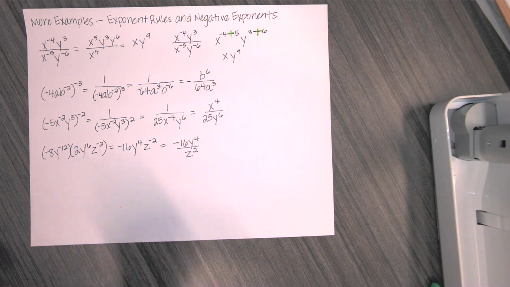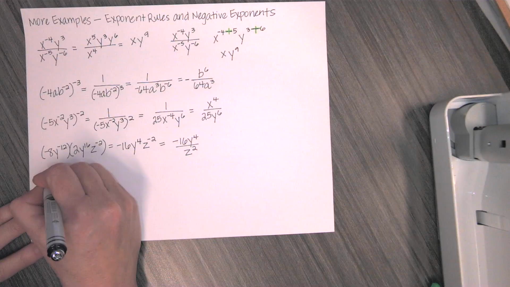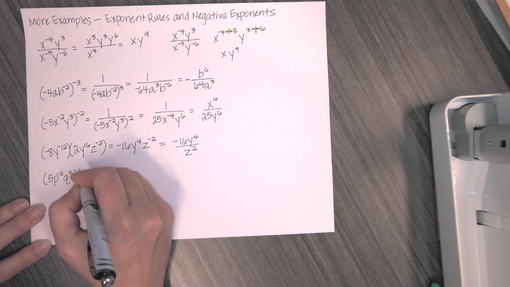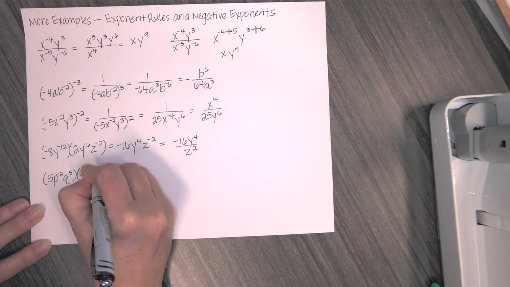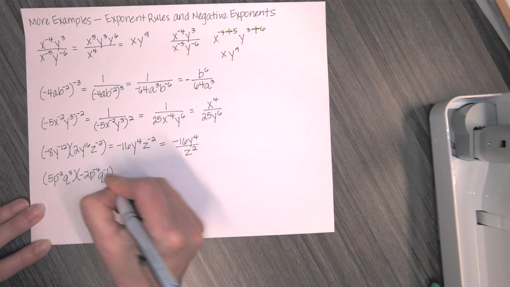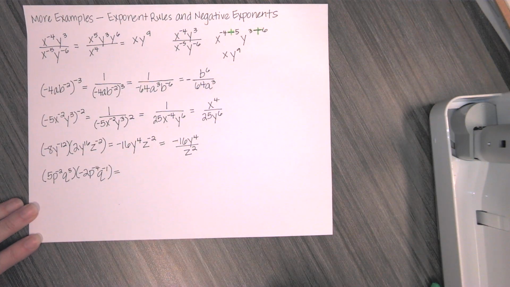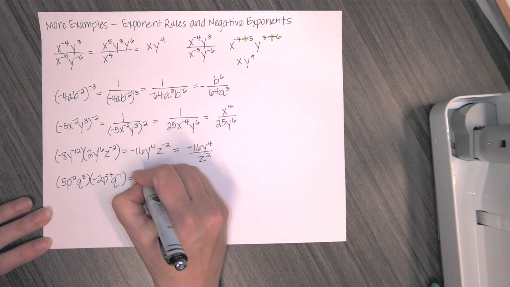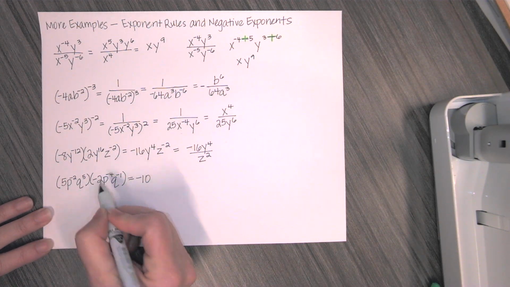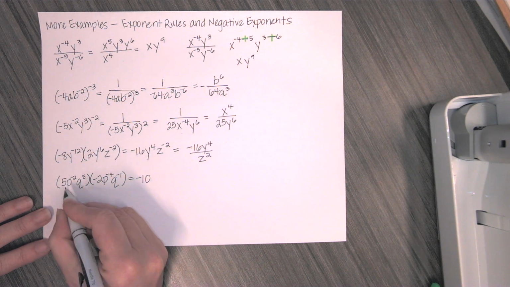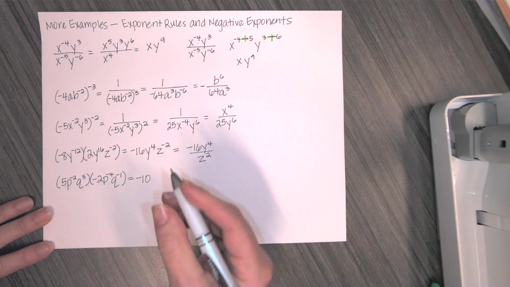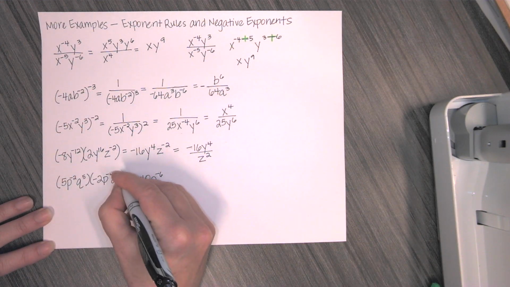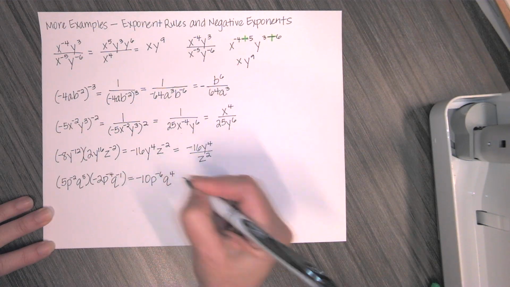Okay, let's do one more like that. 5p to the negative 2 q to the 5th times negative 2p to the negative 4 q to the negative 1. Once again, looks like just a multiplication problem. We're going to multiply our coefficients. 5 times negative 2 is negative 10. We're going to add our exponents for each individual variable. We've got p's. A negative 2 and a negative 4 gives you negative 6. A positive 5 and a negative 1 gives you positive 4.